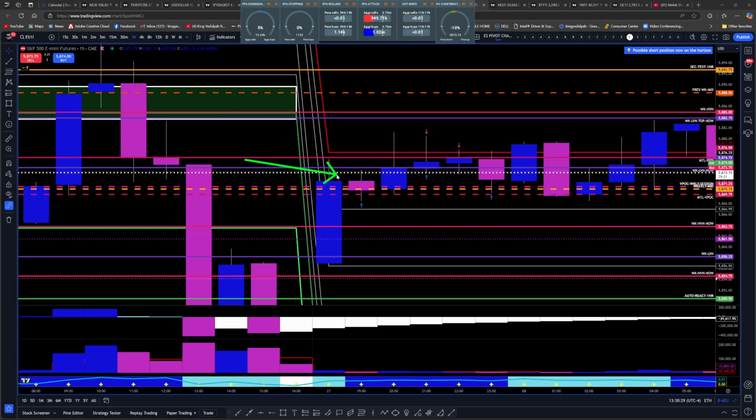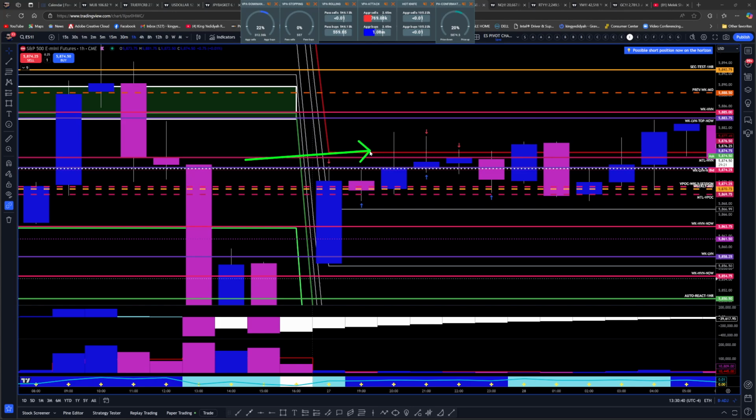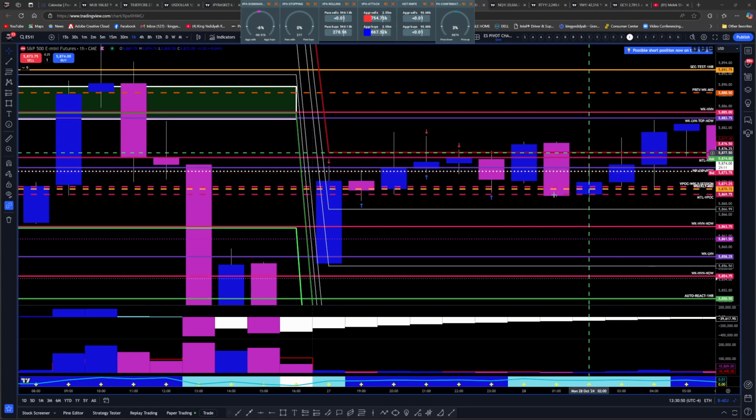So with that being said, as you can see now, we're having the rejection of the Camarilla R3 level. This is a weekly level, right? So this is for the entire week, and this is providing resistance. It's in a bearish setup. A lower value relationship is the most bearish setup you can get in the Camarillas.